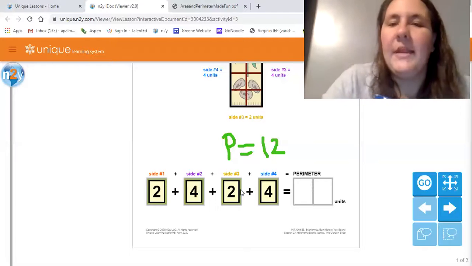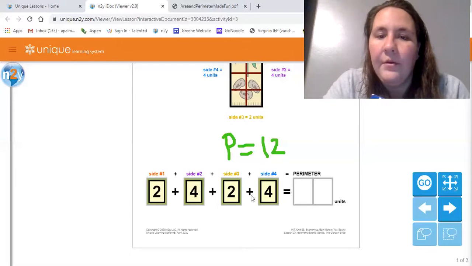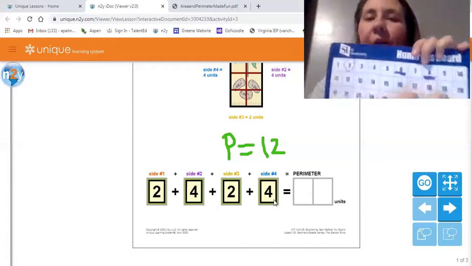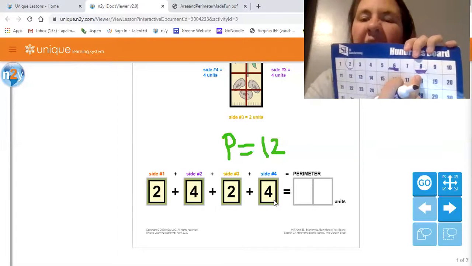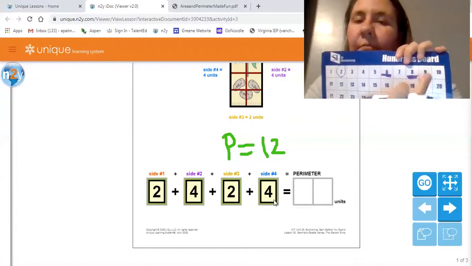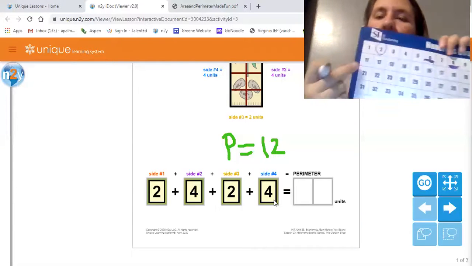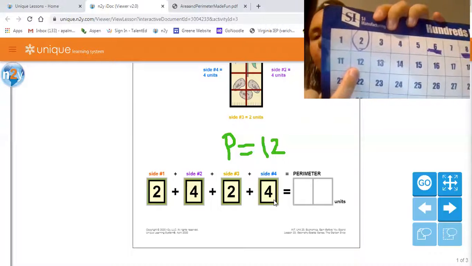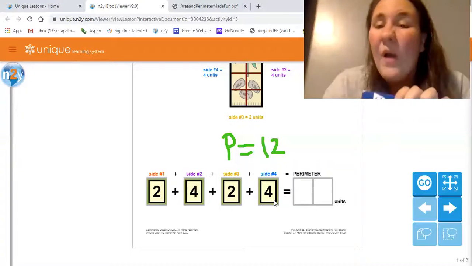And I'm going to look at my next number. So watch, my white arrow goes to my side number 4 here, okay? And what number do I need to count now? Very good. I need to count 4. So here I am on the 8, and I need to count 4 more. Ready? 1, 2, 3, and 4. What number did I land on? Very good, a 12.